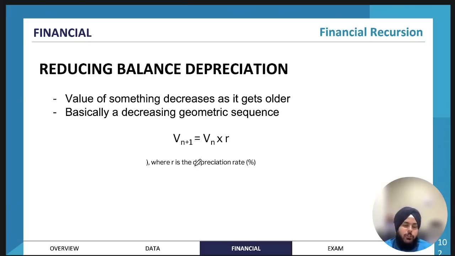And lastly, we have reducing balance depreciation. In this case, for reducing balance depreciation, we have the value of depreciation decreasing according to a geometric sequence. So the older that something gets, the more it starts to depreciate, essentially. And this is the formula for the recurrence relation. Again, we're multiplying by the R value, where R is the depreciation rate.